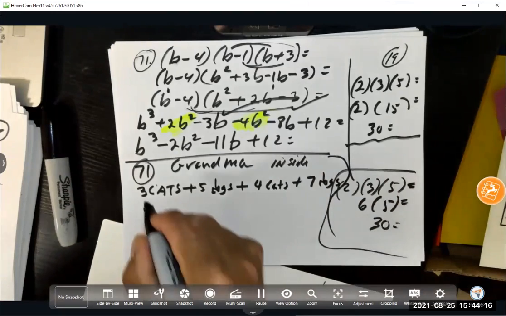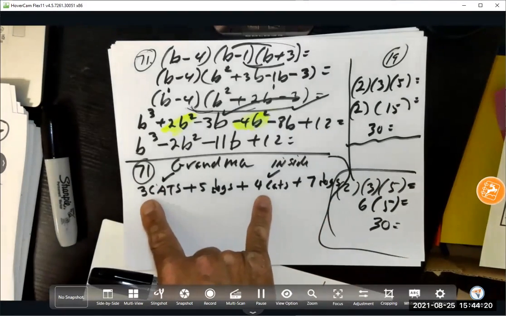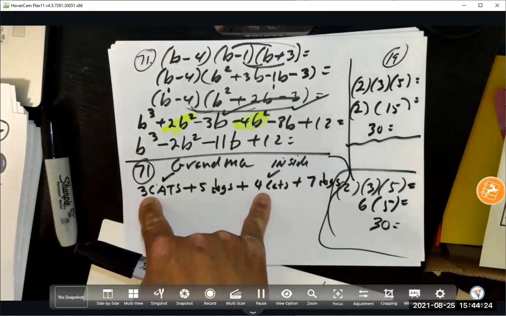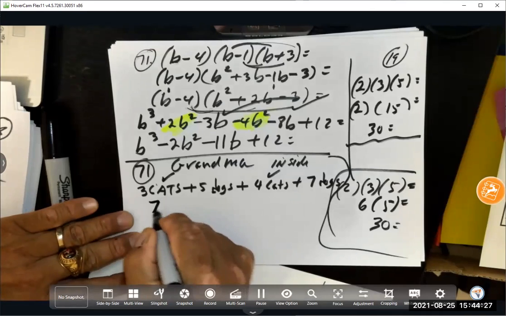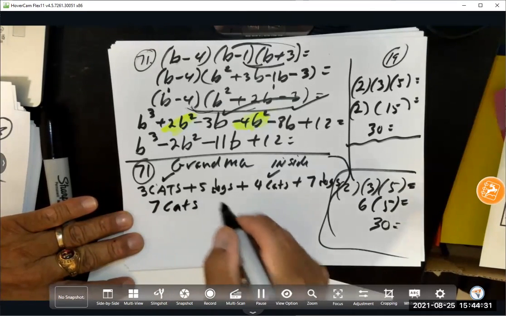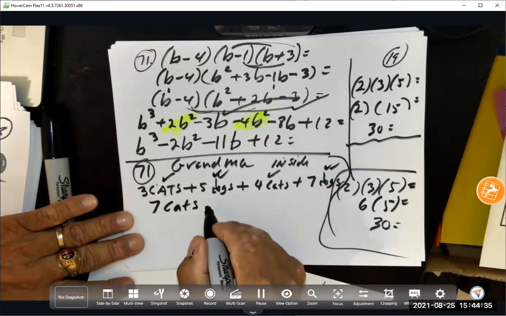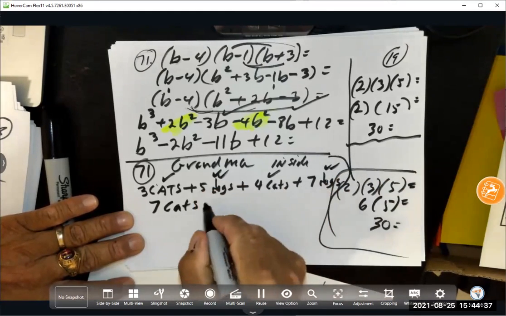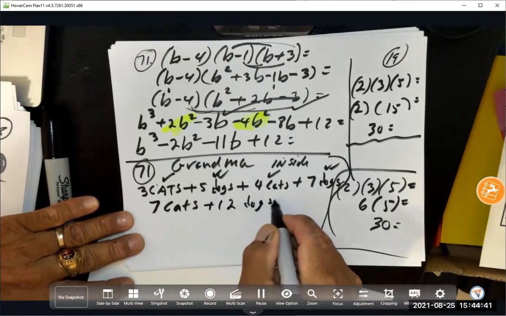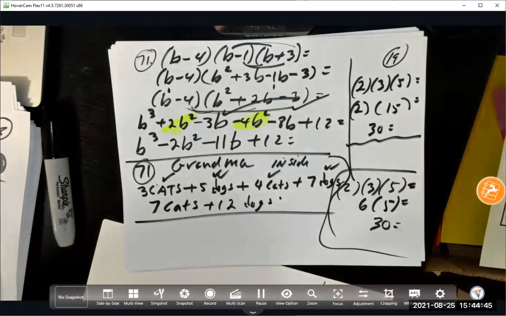So here's a question for you. Can I add the cats and the cats together? Yes or no? How many cats does she have? 7 cats. All right, that's it. Cats and cats. How about dogs? How many dogs does she have? 12 dogs, right? And that's it. Leave it like that. Does that make sense? So now I'm going to change it to something else.